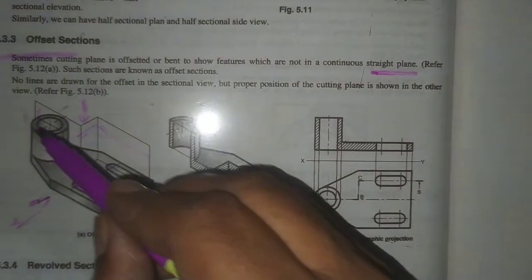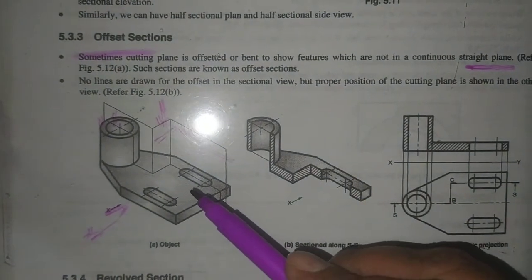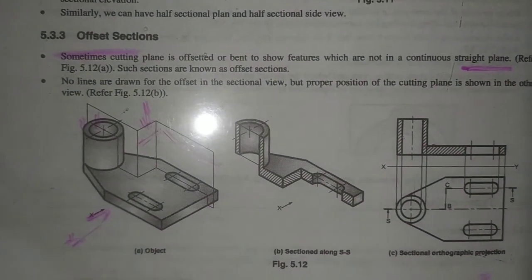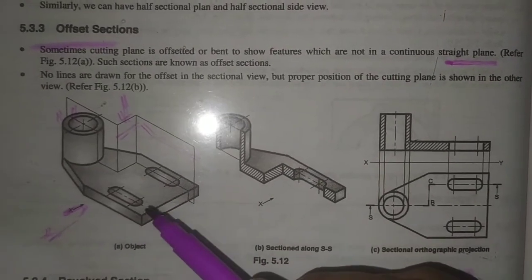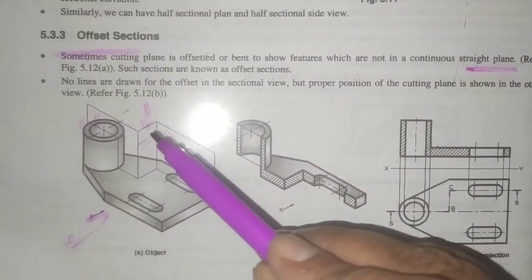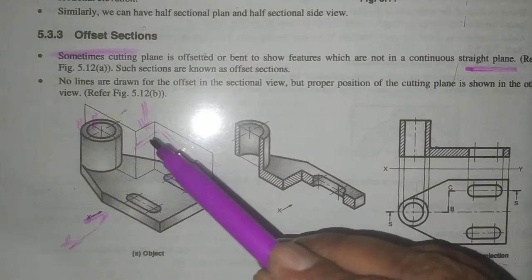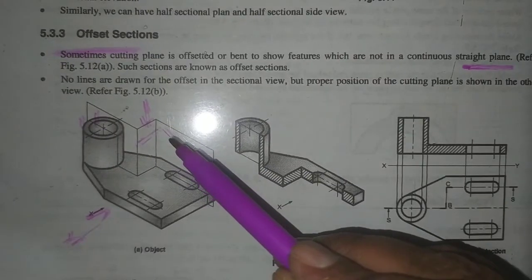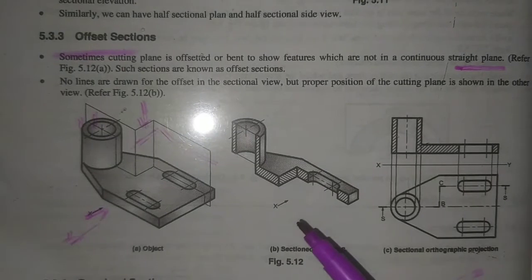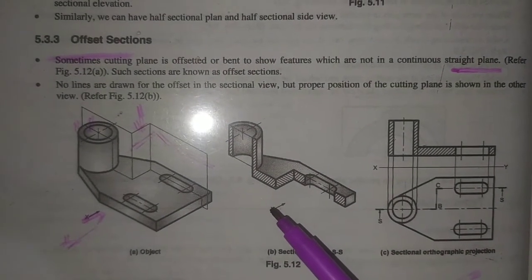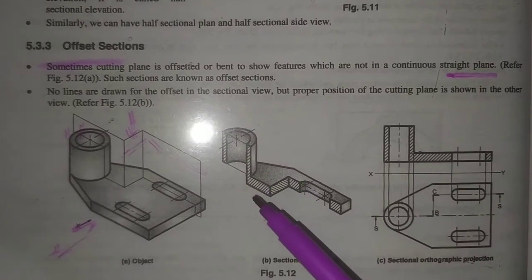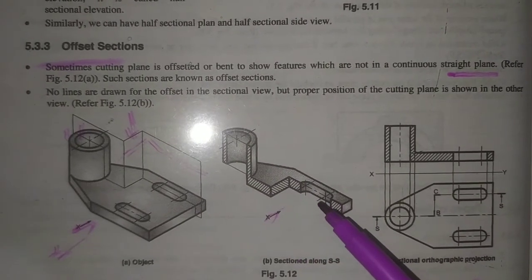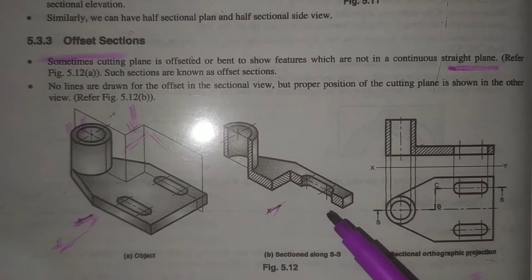If only one cutting plane is acting, the internal details of this slot will be missed. So in order to get the internal details of this slot also, they have tilted the cutting plane here. Again they have shifted it by 90 degrees. Again they have taken the cut of the whole object. How the cut is taken, they have shown in this figure. They have shown the internal details of the cylinder and also of the slot.